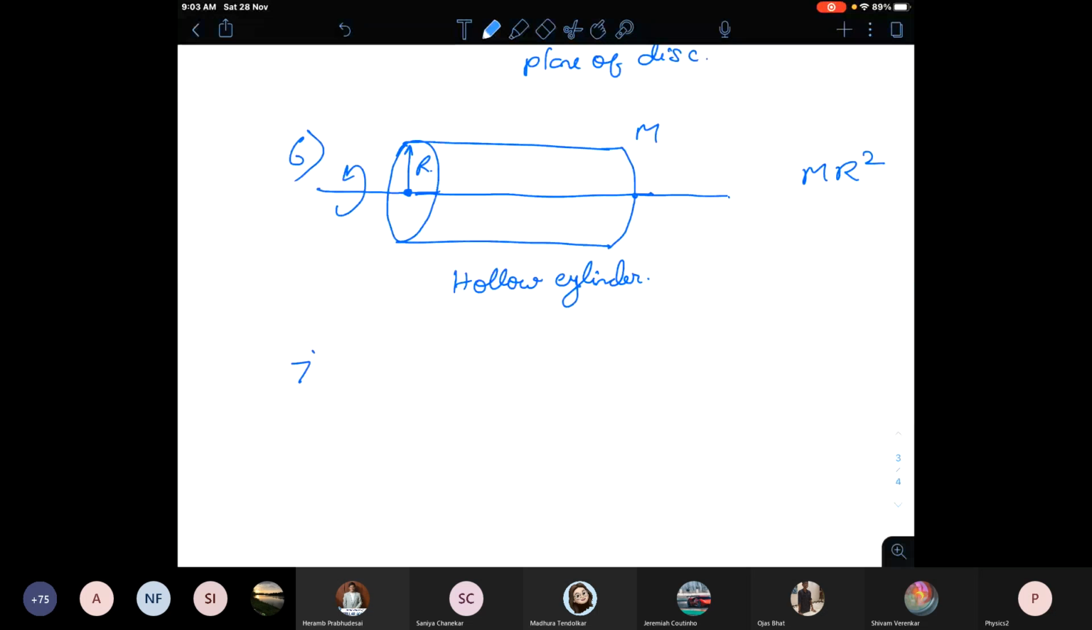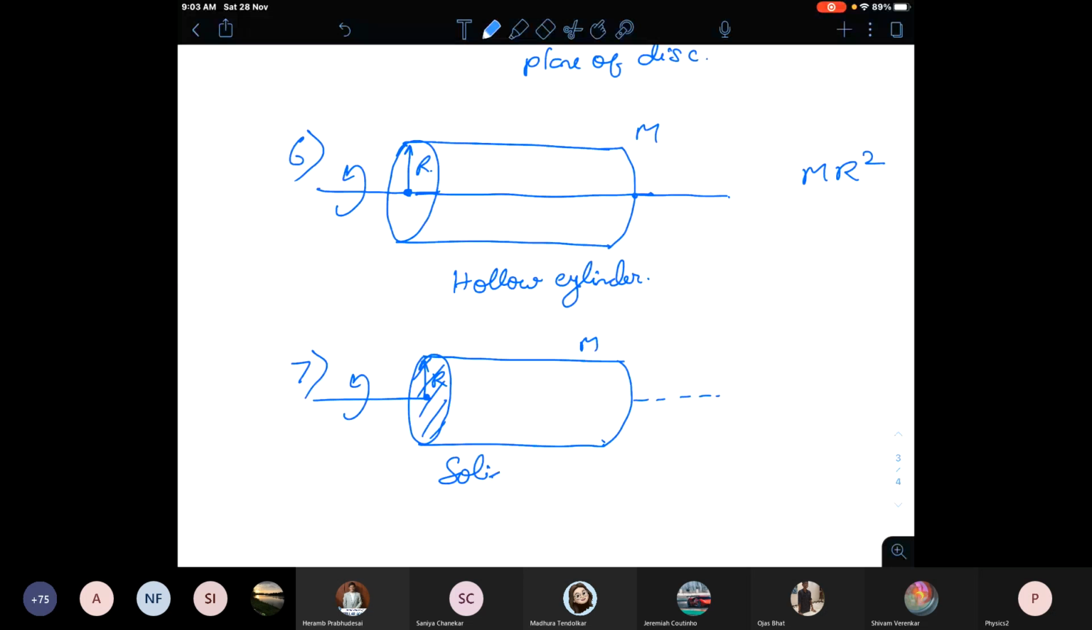And if it is a solid cylinder, everything is filled, then it comes out to be, mass is m, radius is r, this is the axis, this is a solid cylinder. Moment of inertia comes out to be mr square by 2. So you can see that it is a bit easier to remember.